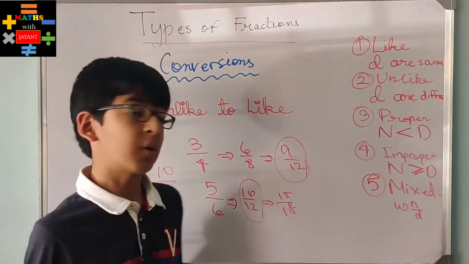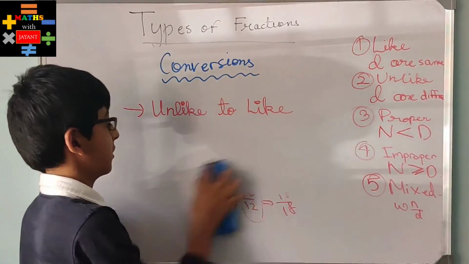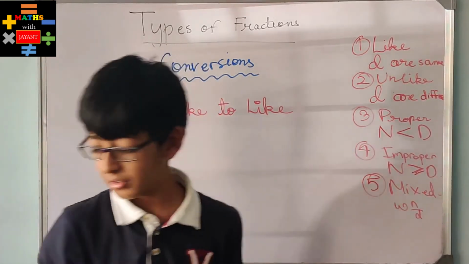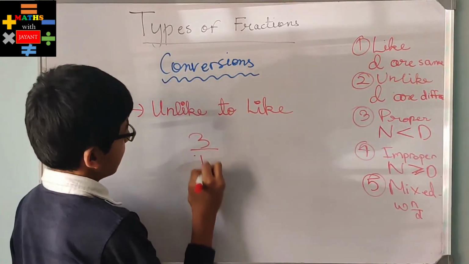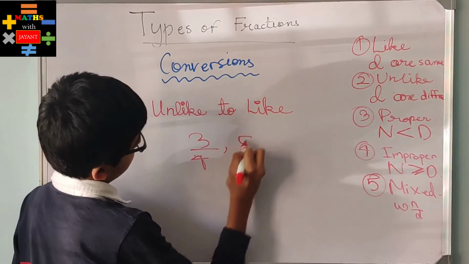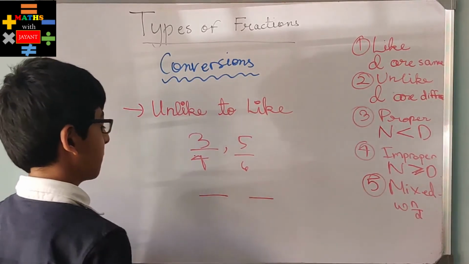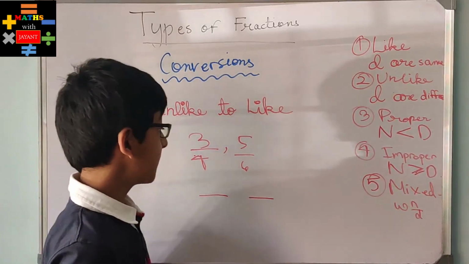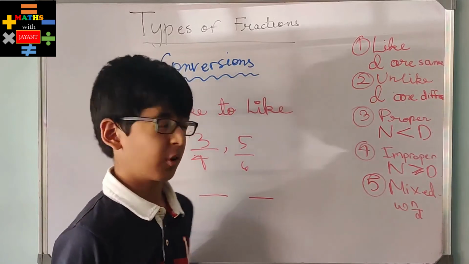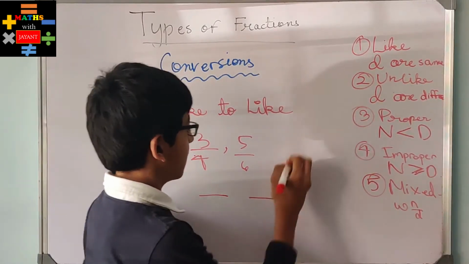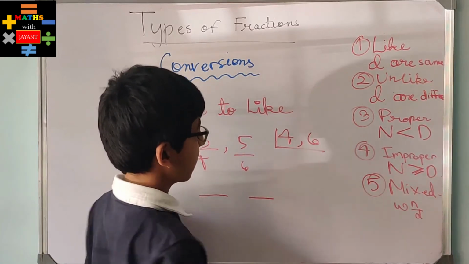So we need to, with the help of calculations, find a suitable denominator. And which number should be the denominator? Let us take the same example again so that you understand properly. So, what should the common denominator be? It should be the LCM of both the denominators. That means it should be the LCM of 4 and 6.